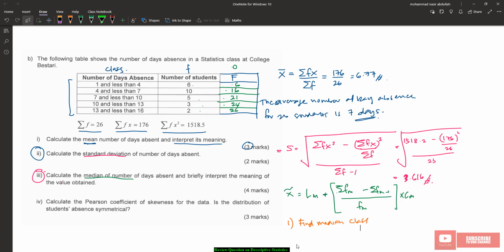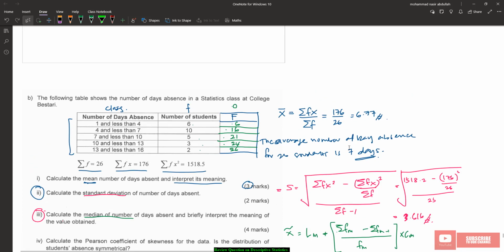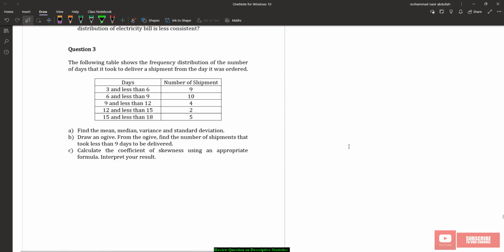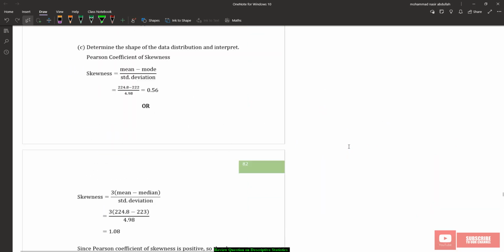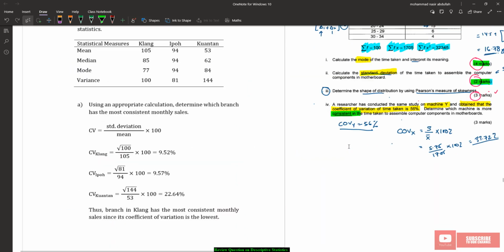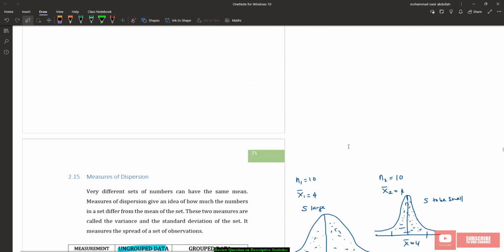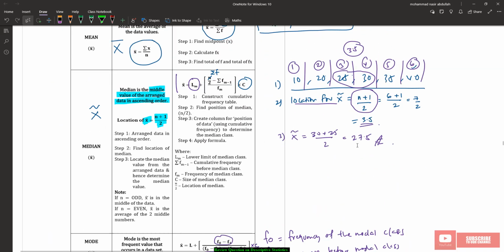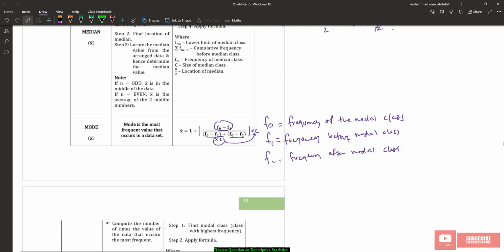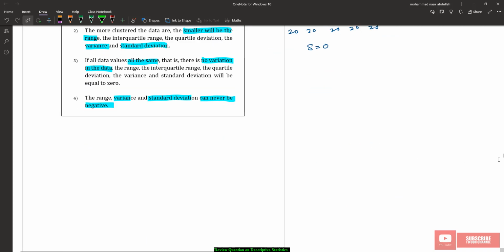How much? Are you doing your homework? If you're not doing your homework, then you will not know. Huh? So, how much? The position of the median, how? Divide by 2. Divide by 2, right?